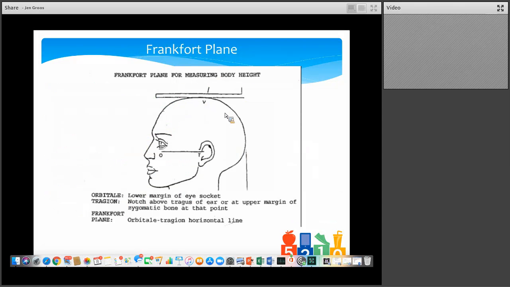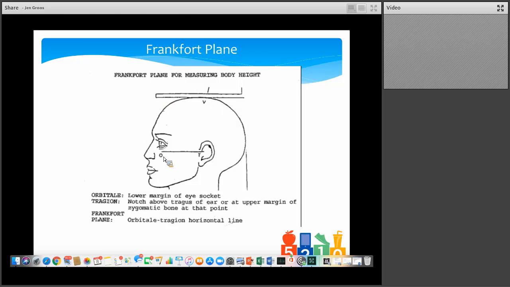This is just some information about the Frankfurt plane. You can see that the Frankfurt plane is this line that's drawn from the ear to the lower margin of the orbit, and it's important that that is parallel to the floor. So the lower margin, sometimes it's helpful to actually feel on yourself the lower margin of your eye socket.